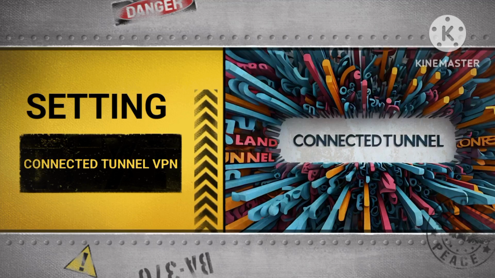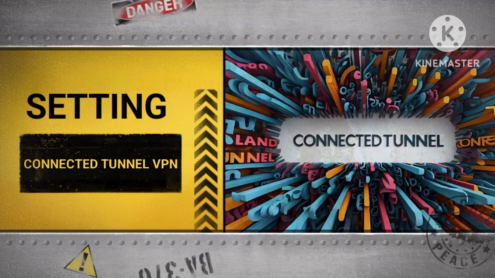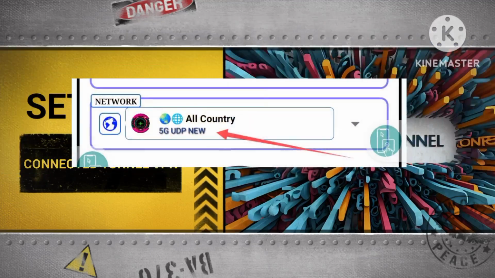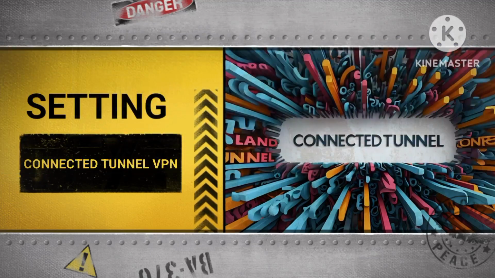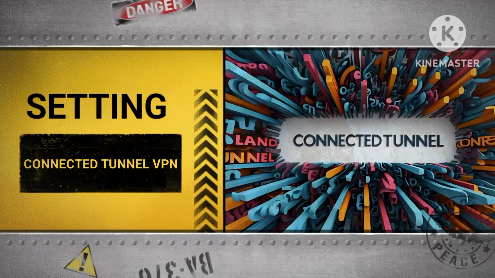Step 5. Embrace global connectivity. Enhance your browsing capabilities by selecting the All-Country UDP option. This choice expands your digital reach and ensures optimized connectivity across various locations for an enriched online experience.